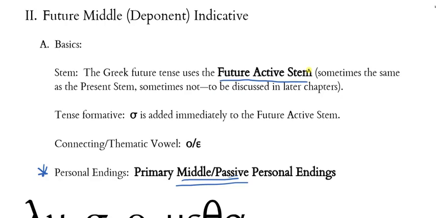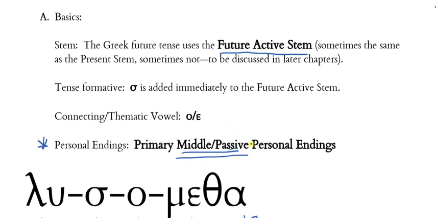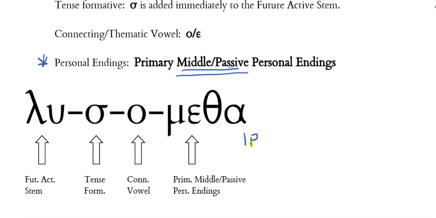Okay? The tense formative is also sigma. The connecting vowel is also omicron epsilon. That's all old hat to you. The personal endings are the primary middle passive personal endings, the ones on the bottom left-hand quadrant of your personal endings chart. So using Luo here, here is an example of the four parts of the future middle. Future active stem, lu, tense formative sigma, connecting vowel, omicron before the mu of the first person plural, metha. All right, and I'm using the primary middle passive personal endings here for this.